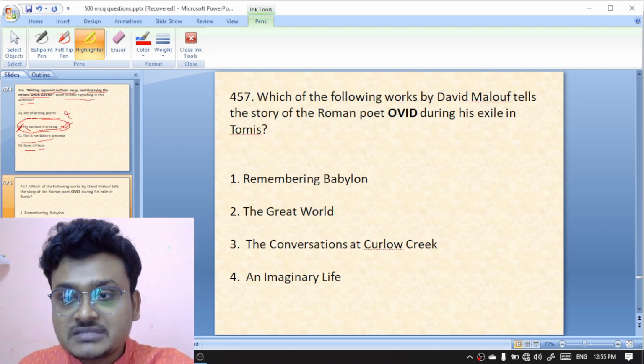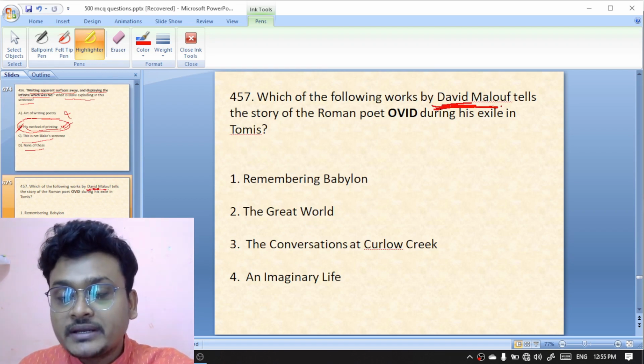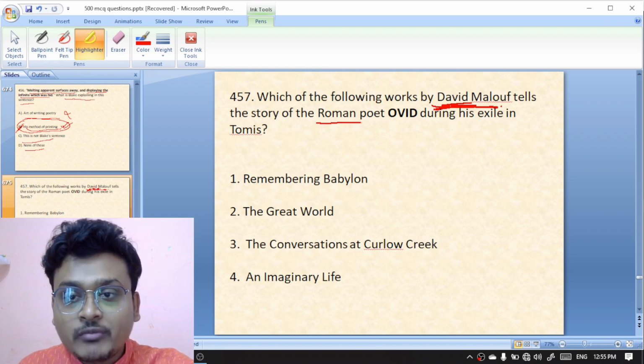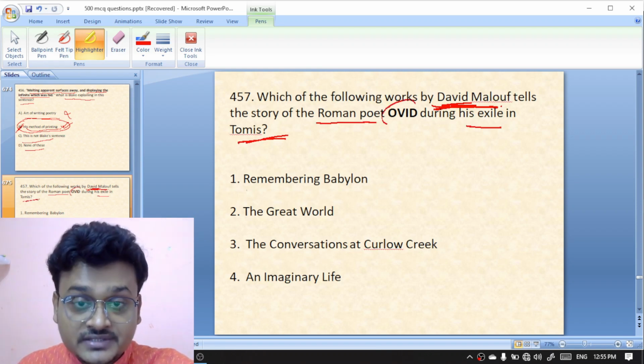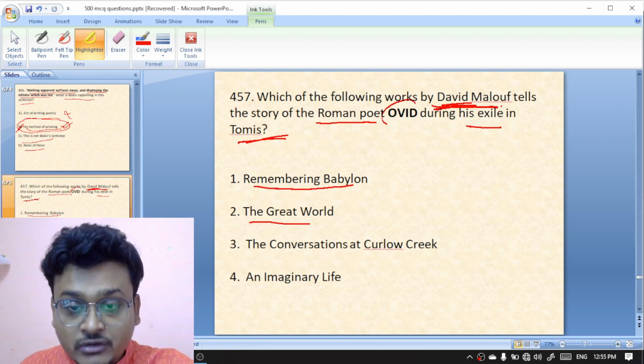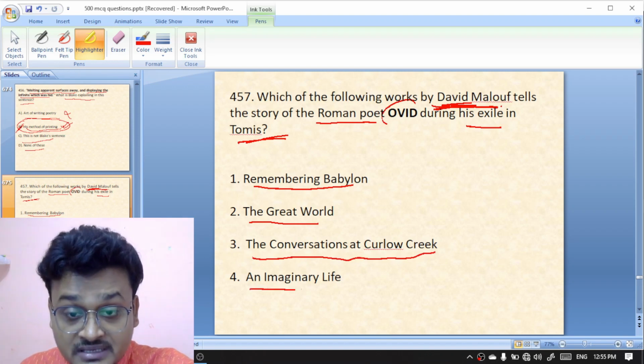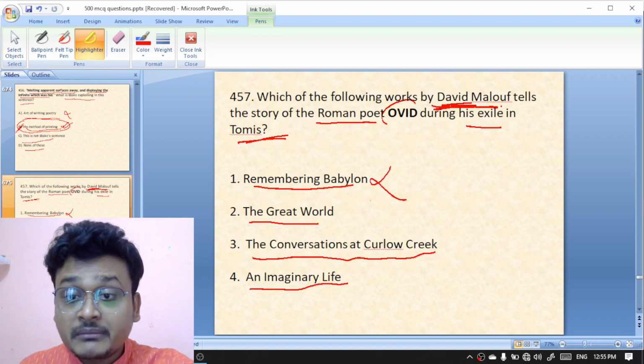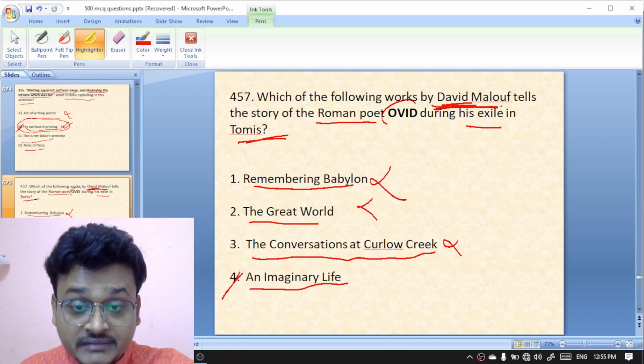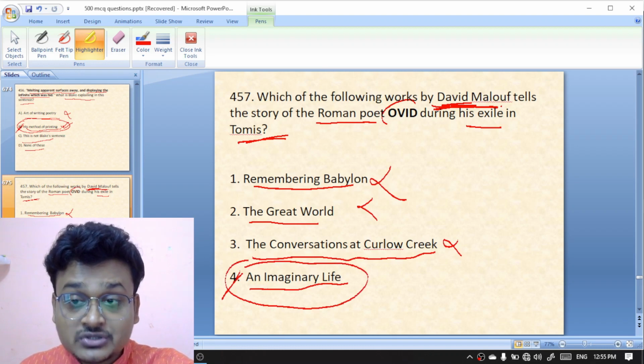Which of the following works by David Malouf, the Australian poet and novelist, tells the story of the Roman poet Ovid during his exile in Tomis? So here the options are Remembering Babylon, The Great World, The Conversations at Curlow Creek, and An Imaginary Life. So Remembering Babylon is not, and so here the right option is An Imaginary Life. And he has also written another famous book, that is Fly Away Peter.